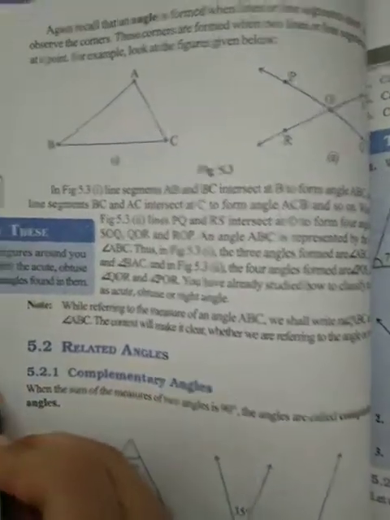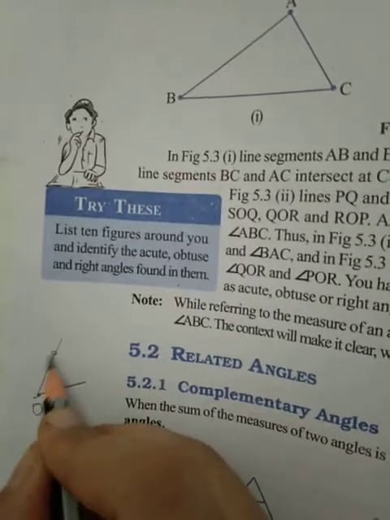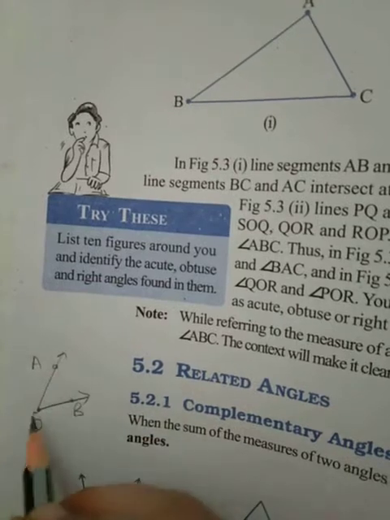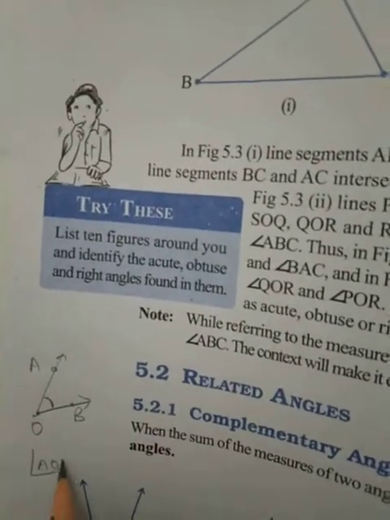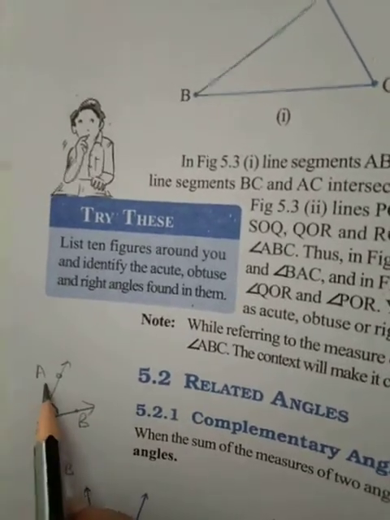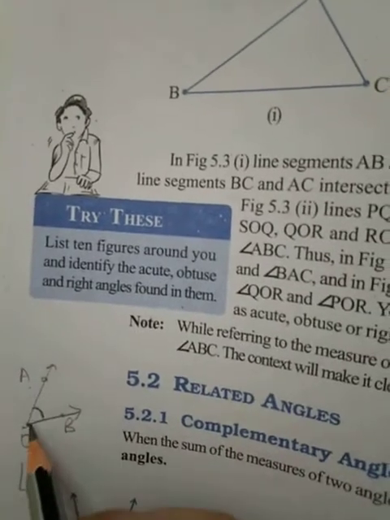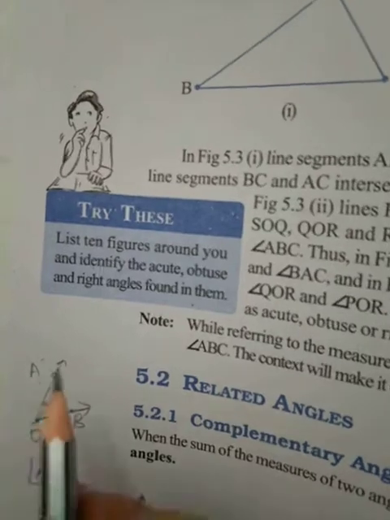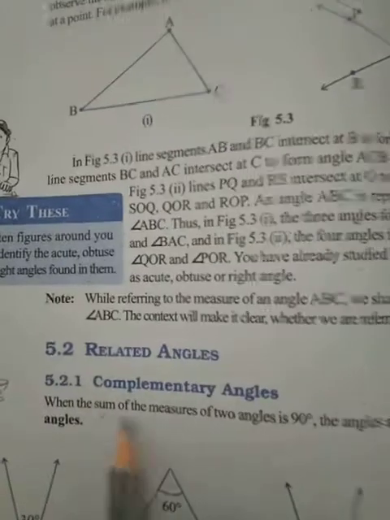What is an angle? That you know very well. See, this is an angle. One point is the vertex. If I say this is angle AOB, how do you represent an angle? This way, AOB. So this is an angle. Now see, OA and OB are the arms of this angle. O is the vertex.